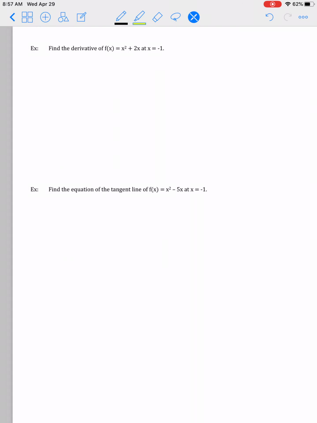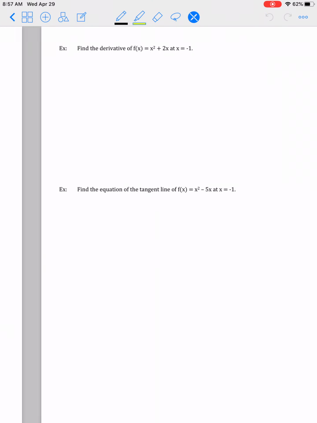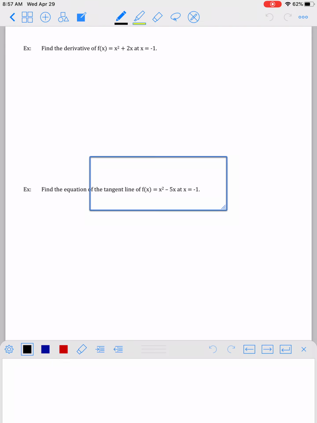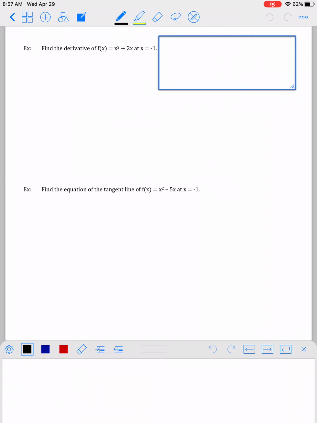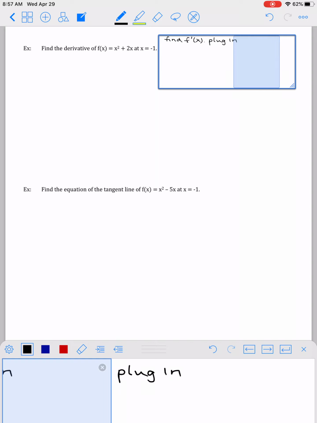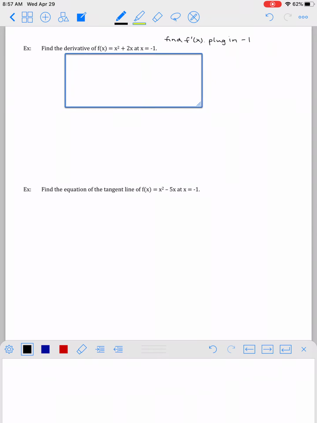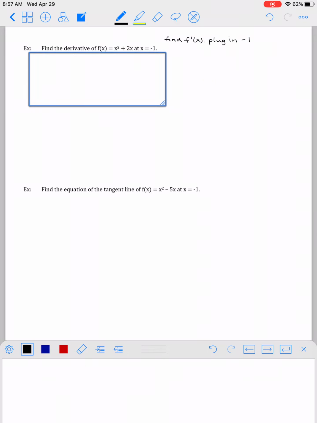And so now the next thing is, sorry about that, we are going to find the derivative at a point. So that means use the definition and then plug -1 into the derivative. So we're going to find f prime of x and plug in -1. So what it creates is a formula to find that slope at any point on our curve. All right, here we go.